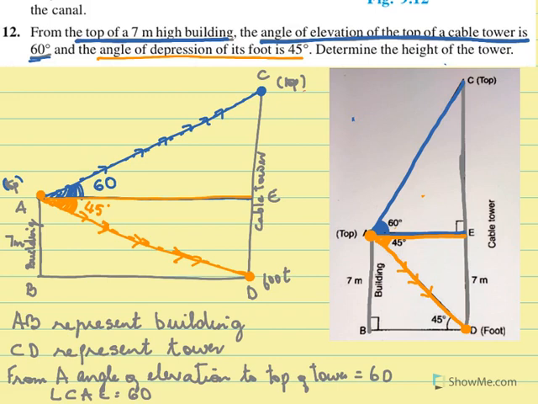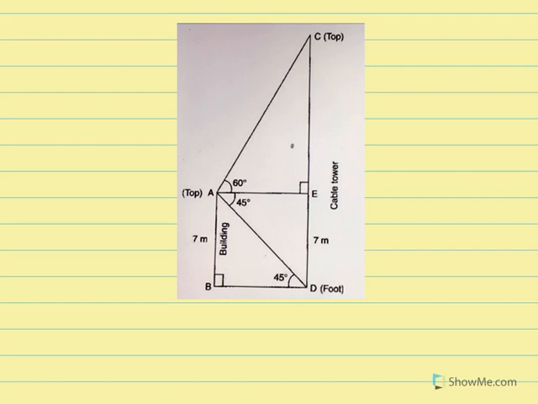In the same manner, you will say from A, the angle of depression to the bottom or the foot of the tower is 45. Therefore, angle EAD equal to 45 degrees. So here's a figure. Now again, we've got to spot the two triangles that we want to work with.